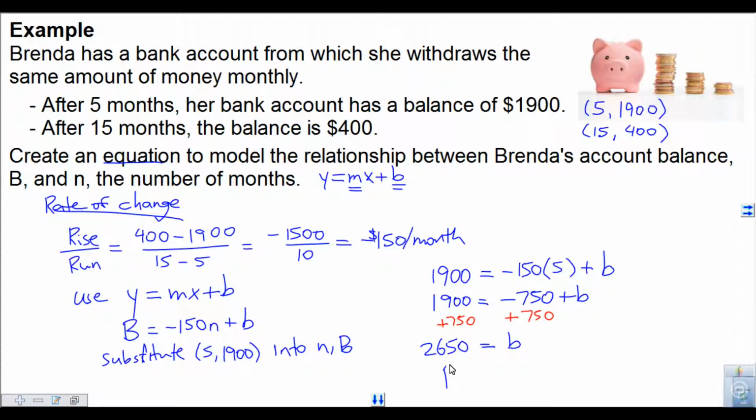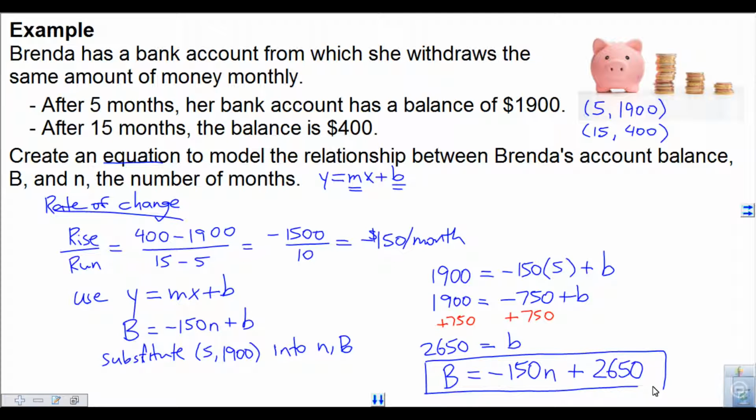So the big B for balance is equal to negative 150n plus 2,650. So that is my ultimate equation relating Brenda's balance in her bank account, B, and n, the number of months.